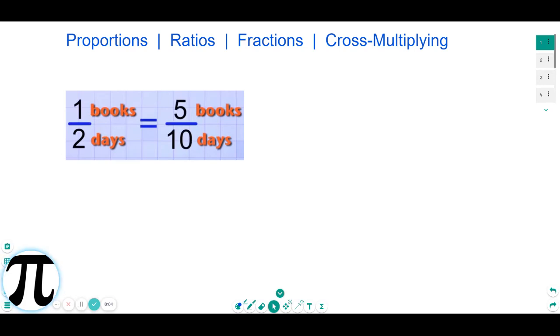I wanted to follow up on what you just saw with the Ed puzzle, with the fellow there talking about ratios and proportions and fractions and cross multiplying. This is a big idea in grade seven, and you really got to do your best to understand how all of these things are related.